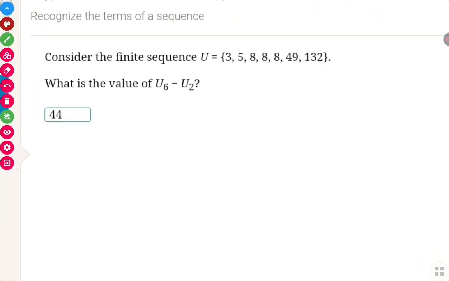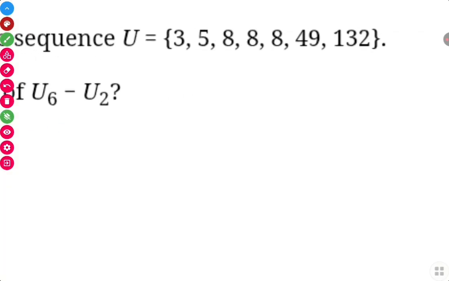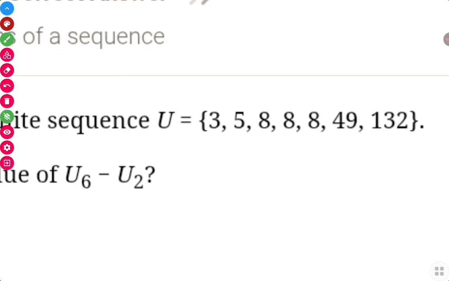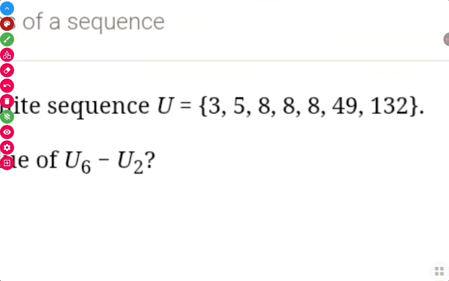Consider the finite sequence U. Finite just means it finishes, okay? Infinite is when it has dot dot dot at the end and there's no number at the end. Infinite means it goes on forever, it doesn't finish. Finite means it finishes. Here we can obviously see that it finishes, so it's a finite sequence. They want U6 minus U2.